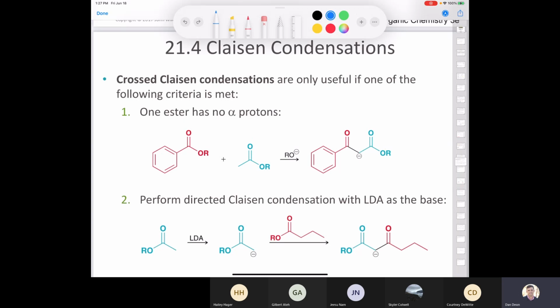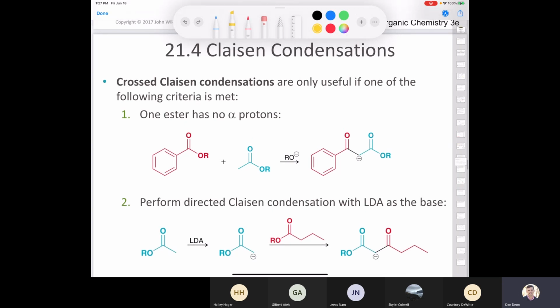Well, you remember we looked at crossed aldol condensations, right? And crossed aldol reactions, I guess, whether they were additions or condensations. Anyhow, one of the criteria is if one of the esters has no alpha protons. Well, that's certainly going to limit the number of products that you would have, right? You'd get much fewer products.